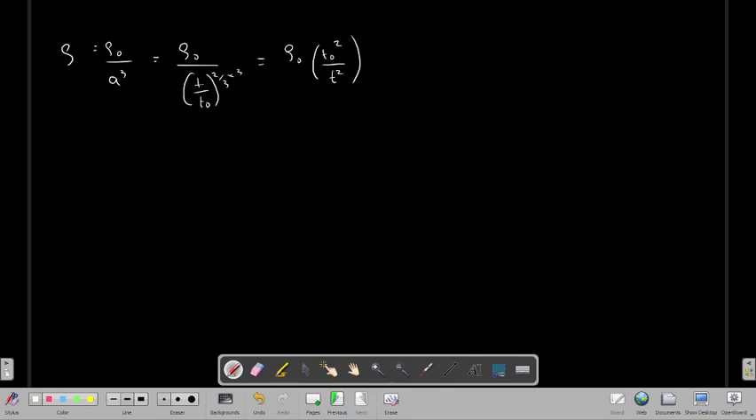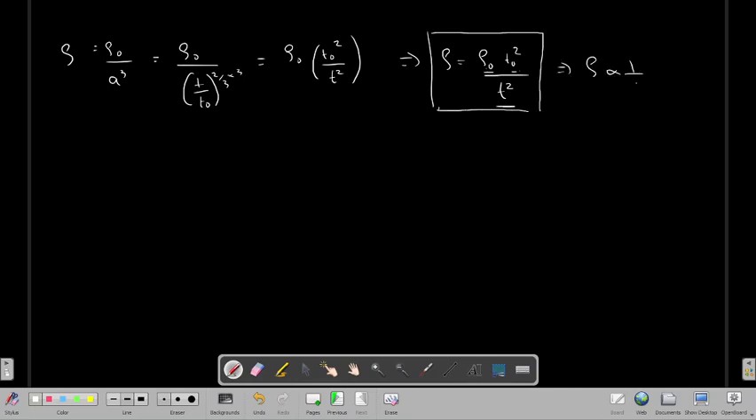So you can see the variation of density with time. Basically rho is equal to rho 0 t0 square by t square. Here rho 0 is the density of the universe today, and t0 is the age of the universe. But you see the variation with time: rho is proportional to 1 by t square. So this is again a very important result, and from this you can imply that the variation of rho with time is proportional to 1 by t square.